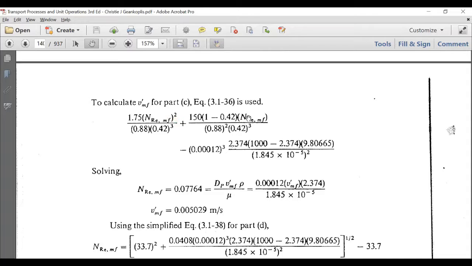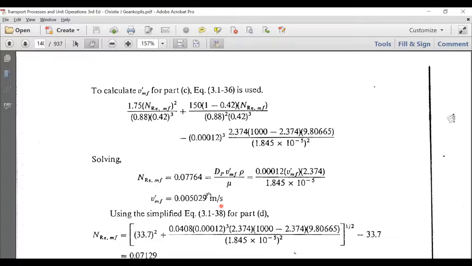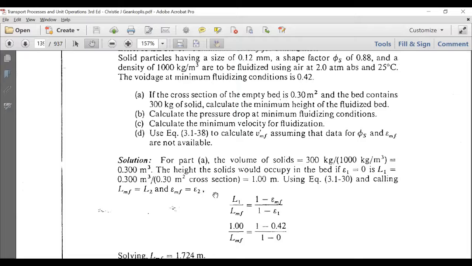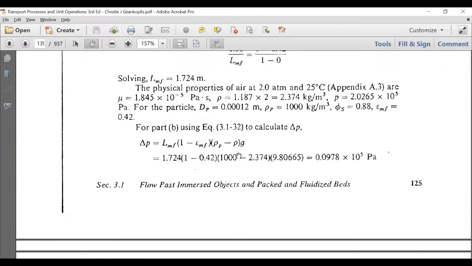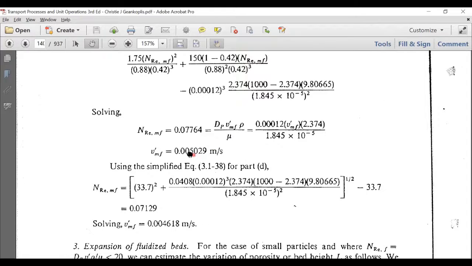If you use NREMF, you fill in fewer parameters in this long equation. After you find NREMF, you can just use one equation to find VMF, which is this. Now for question B, we are asked to use equation 3.138 to calculate VMF accent, assuming that the data for sphericity and epsilon MF are not available. So we use equation 3.138.